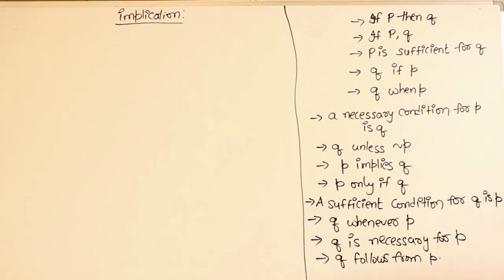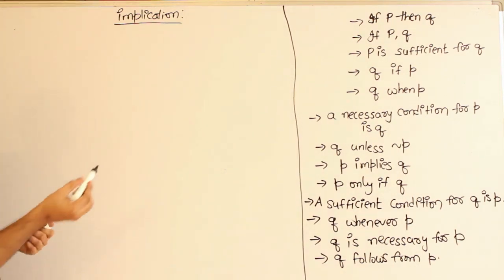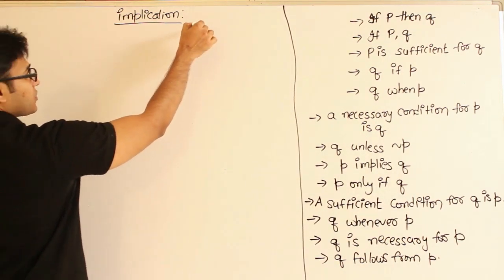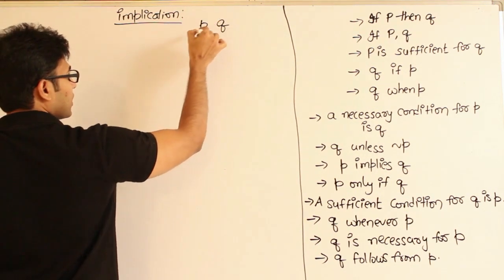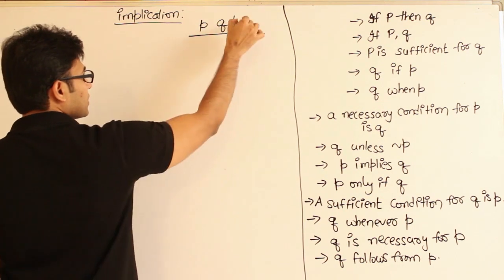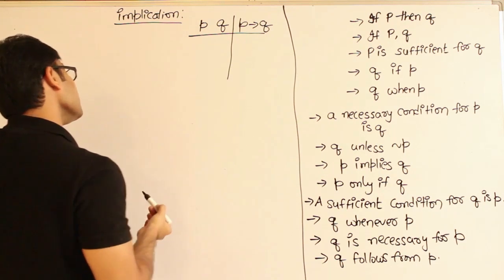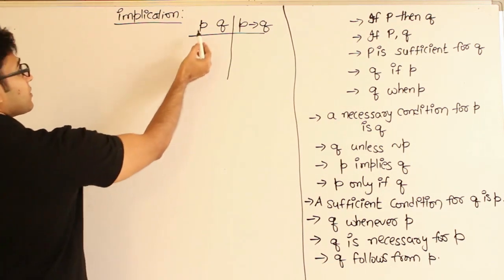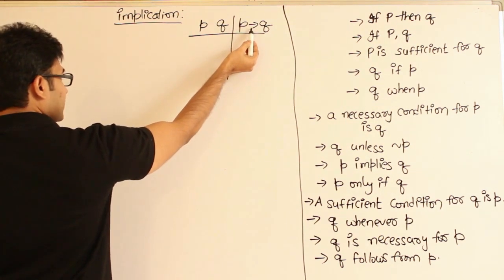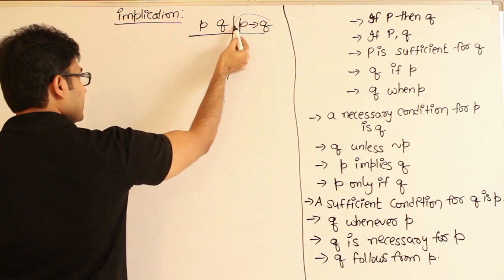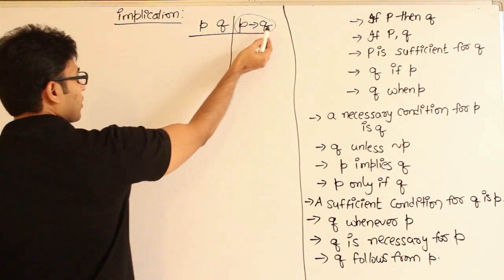If we have two propositions or two statements, let us say P and Q, then if I use the connective P implies Q, the resulting statement is called a conditional statement or simply implication. So this is sometimes called implication.